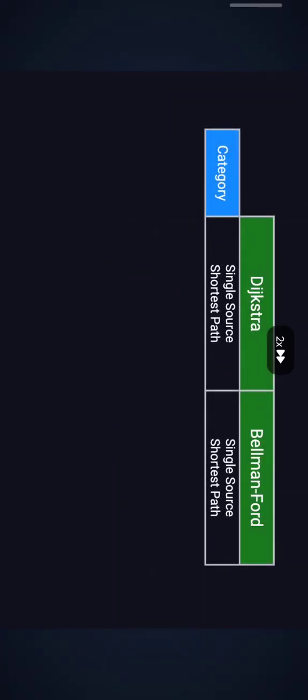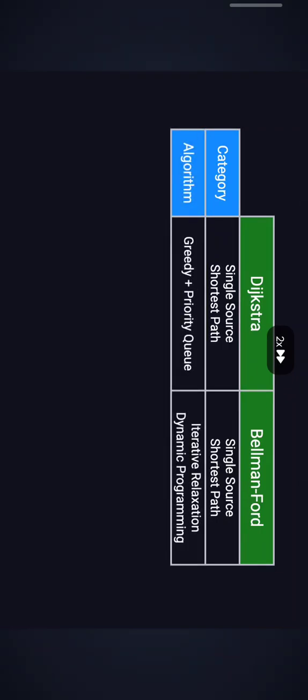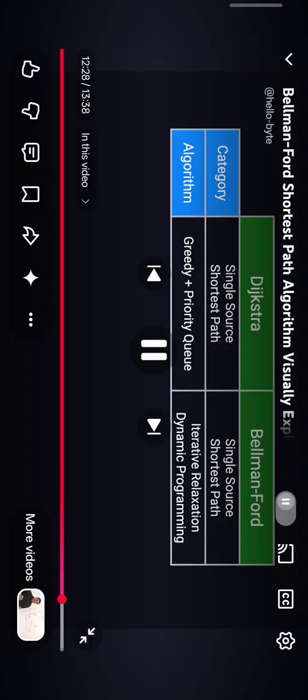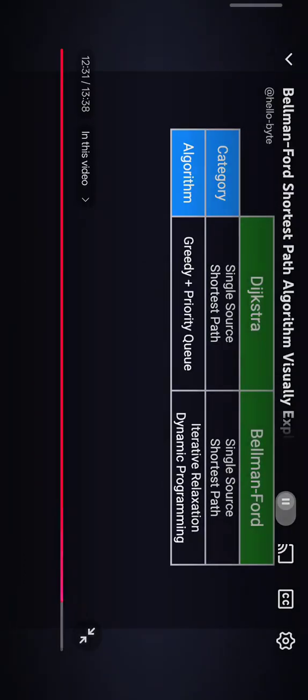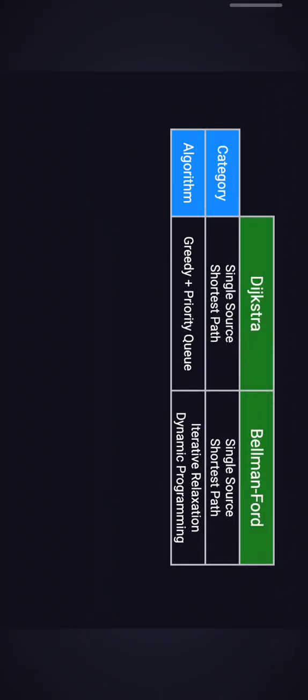Now let's compare the Dijkstra and Bellman-Ford algorithms. Both algorithms solve the single-source shortest path problem, meaning they aim to find the shortest path from a given source node to all other nodes in a graph. Dijkstra's algorithm uses a greedy strategy, leveraging a priority queue to always expand the node with the shortest known distance. This approach makes it very efficient. On the other hand, Bellman-Ford repeatedly relaxes all edges to find the shortest path, following a dynamic programming approach.